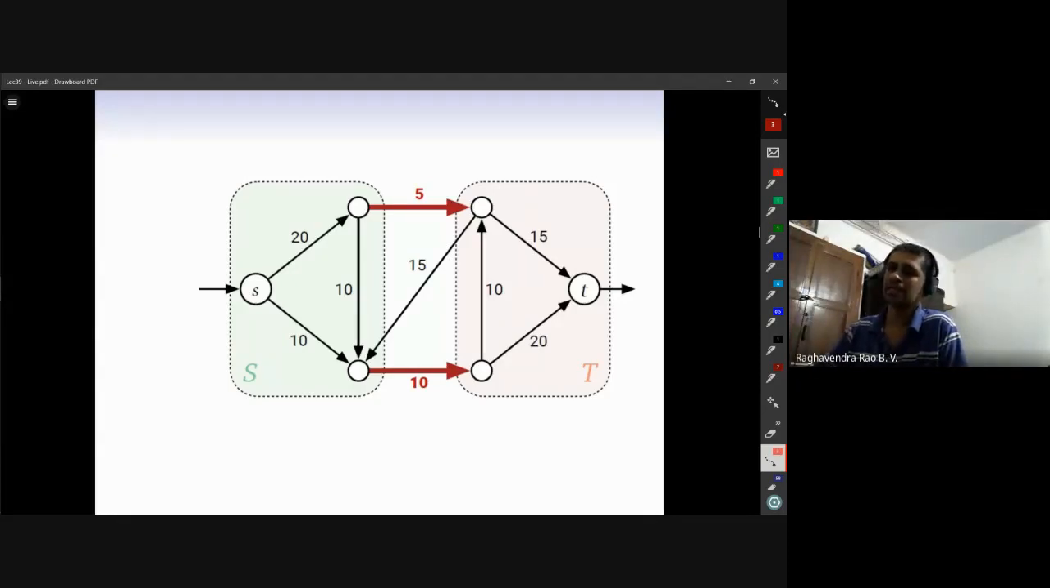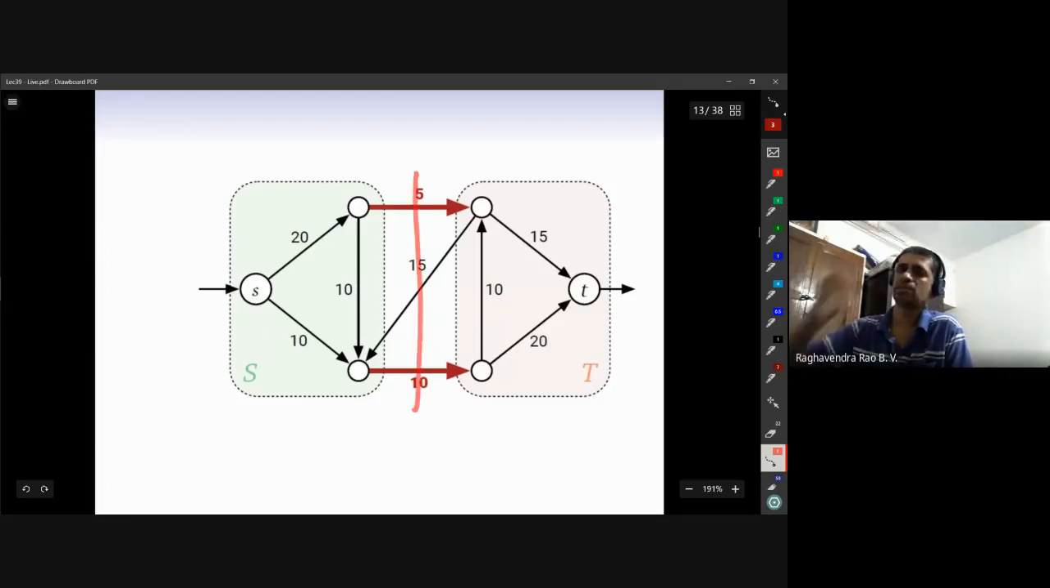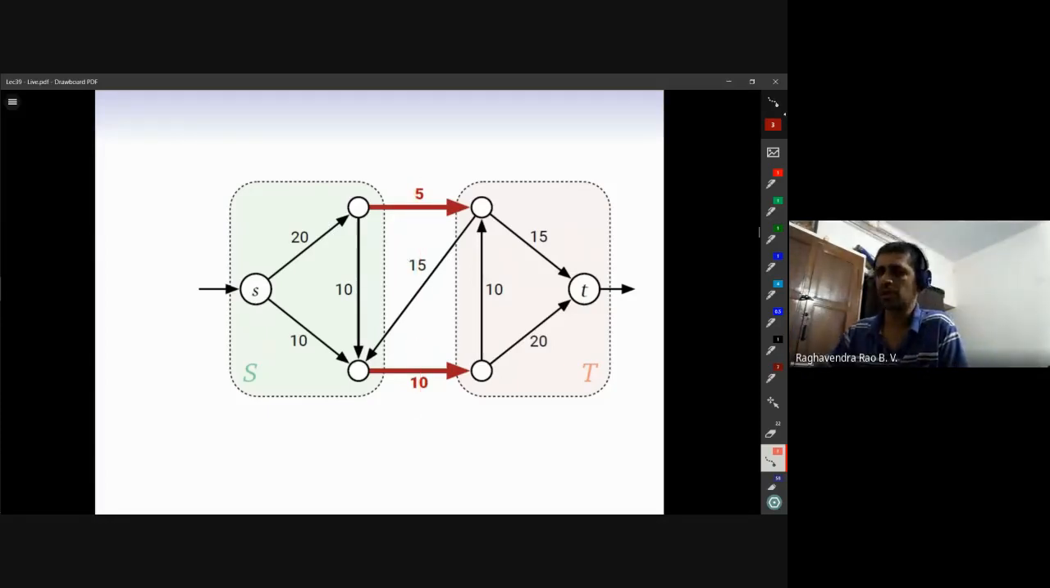In the undirected sense, a cut would have been just this, all three edges. Here we are conscious of the direction. That's why we call it an S to T cut.